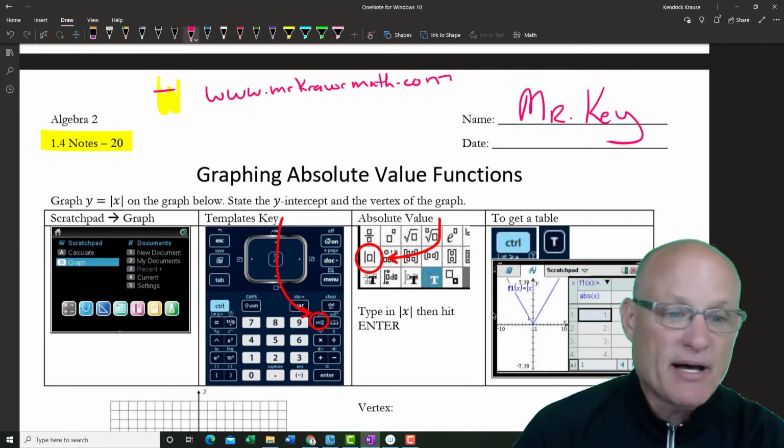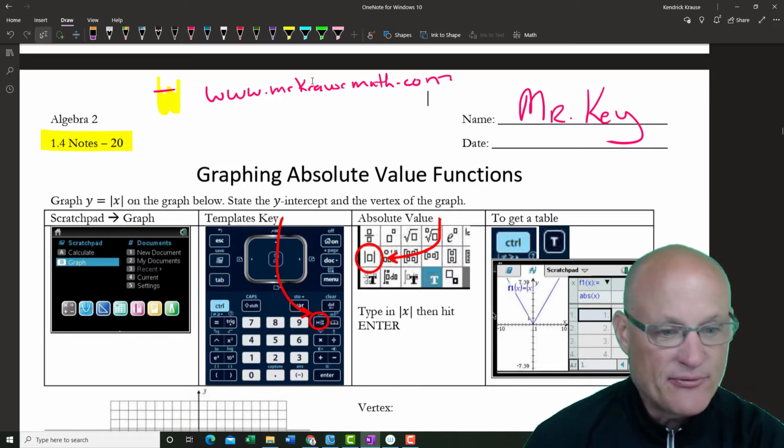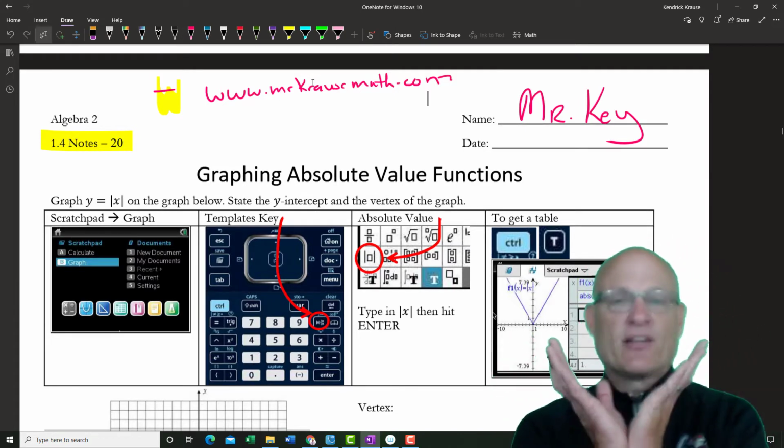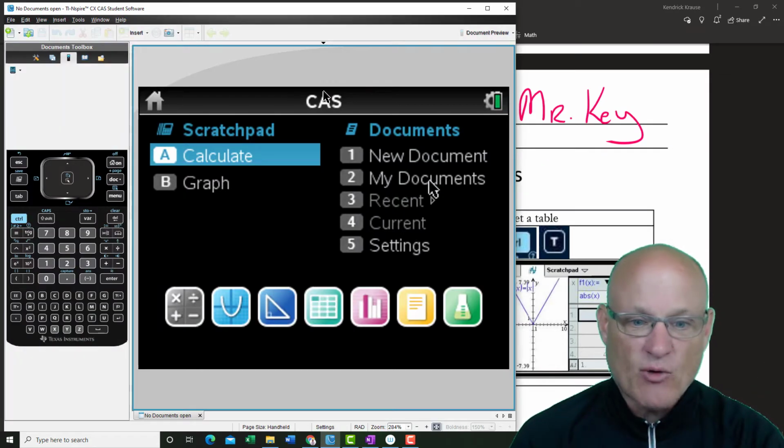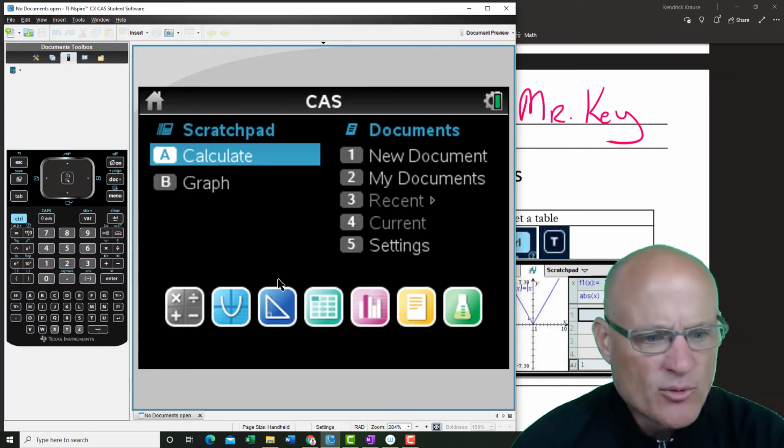Okay. So let's talk about the absolute value function. The absolute value function, if you look at it, you're going to find out that it looks like a V. It looks like a V. But let's look and see how we do this on our graphing calculator. Okay. So we go into graph mode.